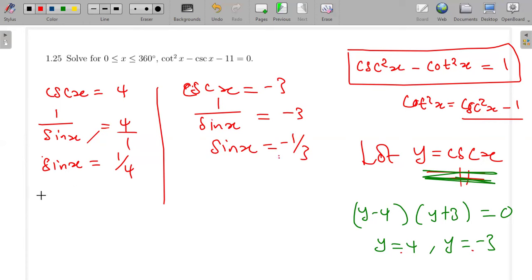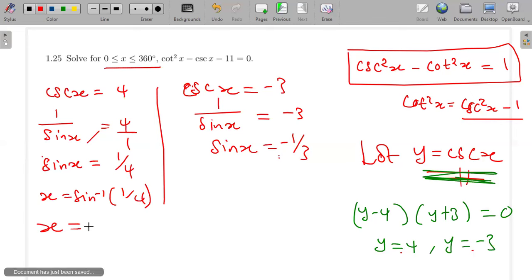So what am I going to do? I'm going to say x is equals to sine inverse of 1 over 4. Okay, so here just punch on your calculator. So notice that the angles here are in degrees. So make sure your calculator is in degrees there. Don't forget. So this gives me approximately 14.48 degrees. Okay, so this will be the angle in the first quadrant.